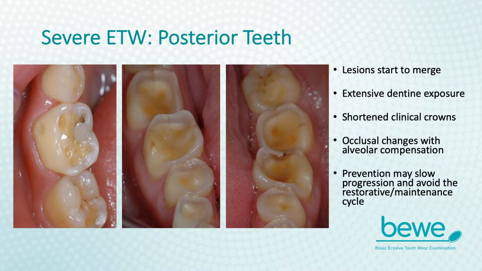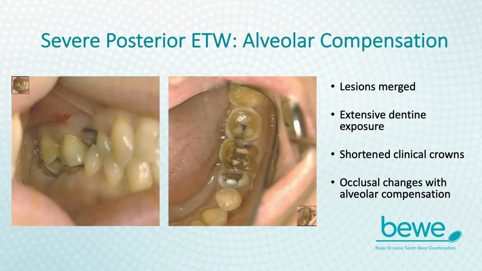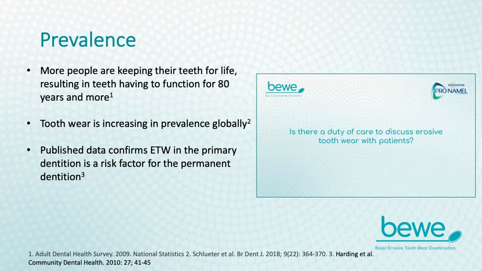Prevention has a role to play here in slowing progression and helping to avoid the restorative maintenance cycle. The loss of clinical crown height can result in alveolar compensation. The images here show how the maxillary teeth have seemingly over-erupted, while the mandibular molars have almost no clinical crown height. With modern lifestyles and an aging population, it is inevitable that erosive tooth wear will feature more in your future patient populations.